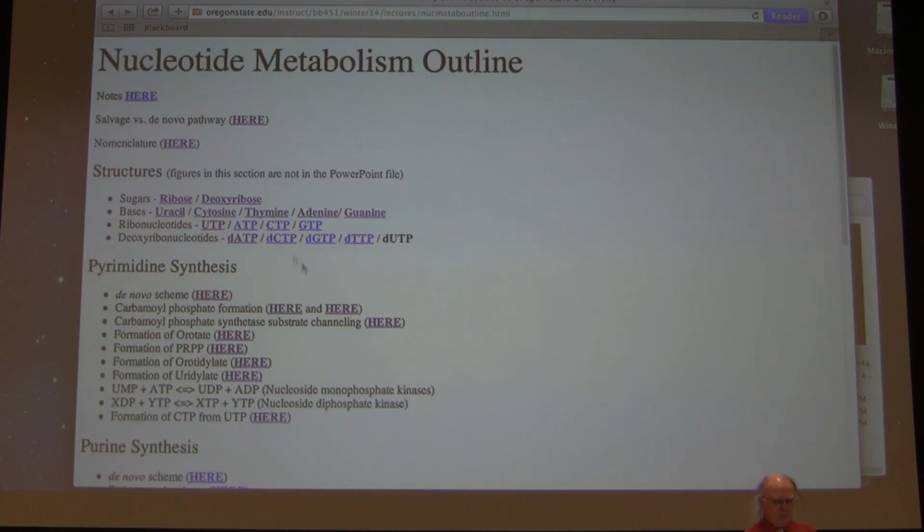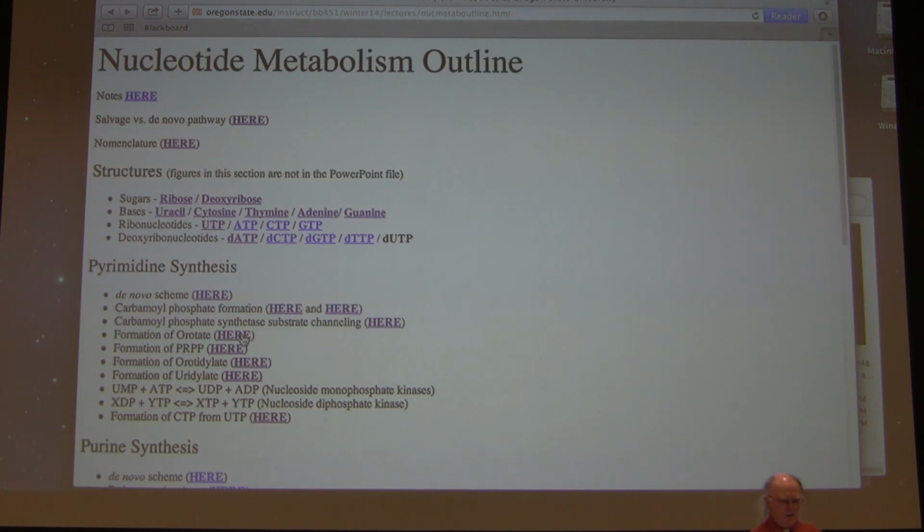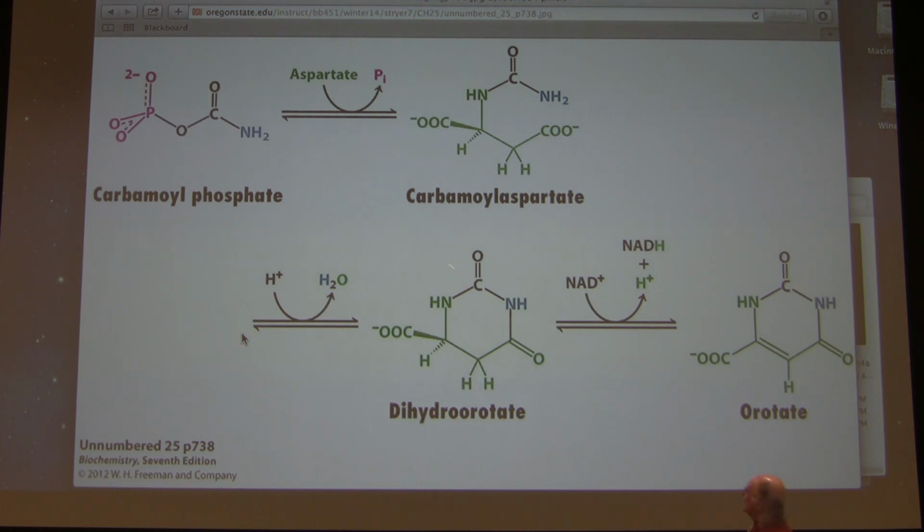It's coming up. Where did I put it? That's not it. Okay. Here's ATCase in action. We're taking aspartate, we're taking carbamoyl phosphate. This is the reaction that's catalyzed by ATCase.